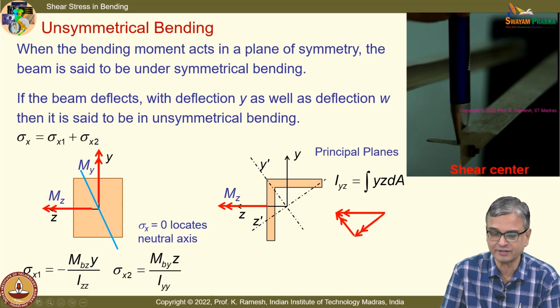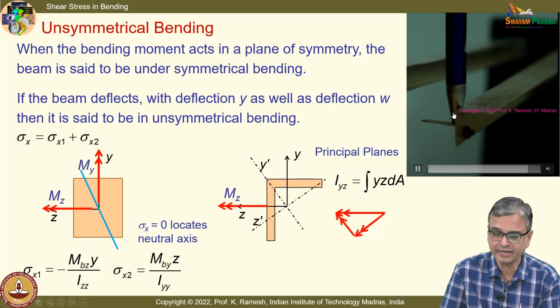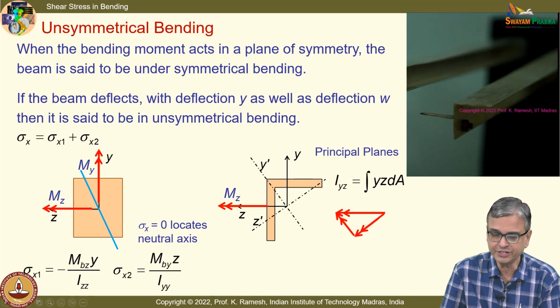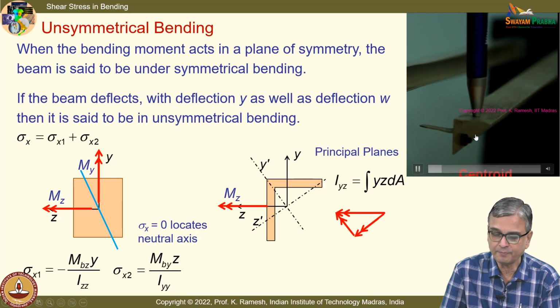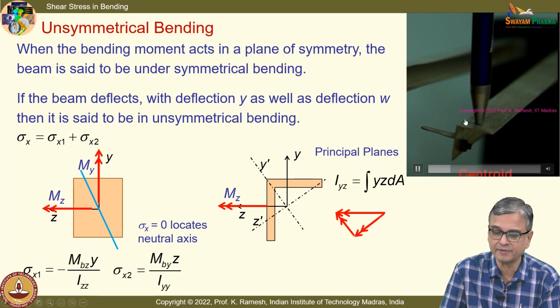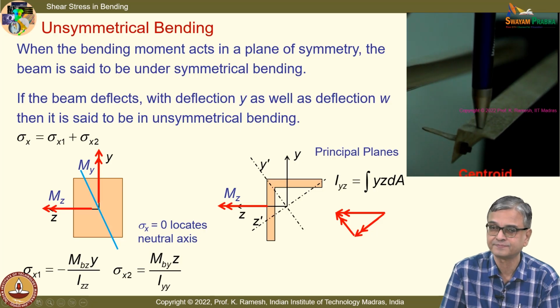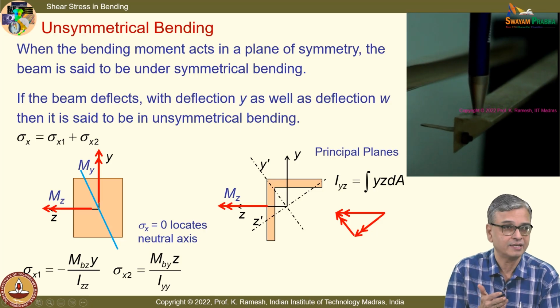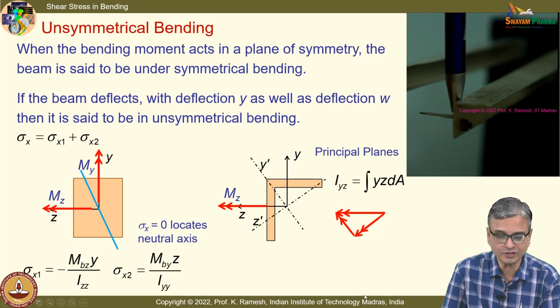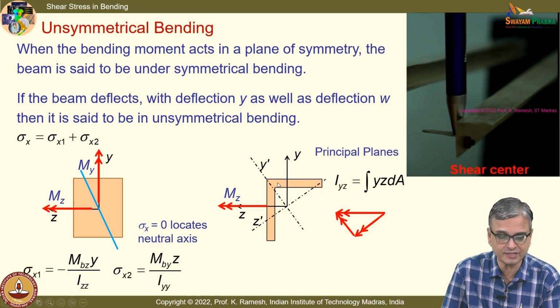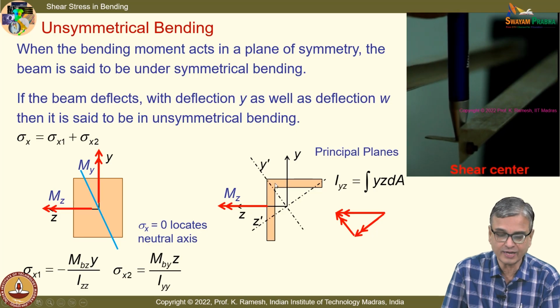Let us look at it very closely. I have only taken an unsymmetrical section, and when I apply the load like this, you can prominently see the member twists, which we have seen. What is the need for a shear center? And the shear center for this cross section actually coincides with the meeting of these two angles.